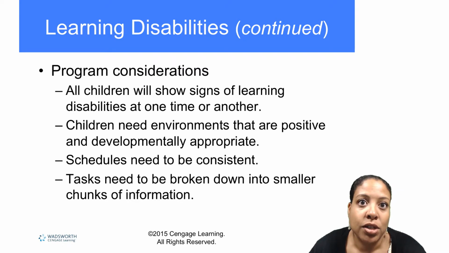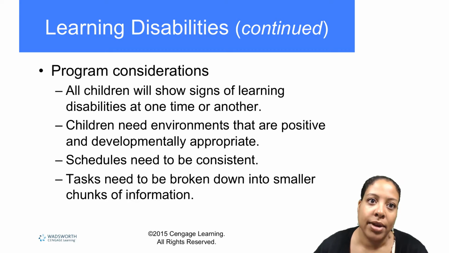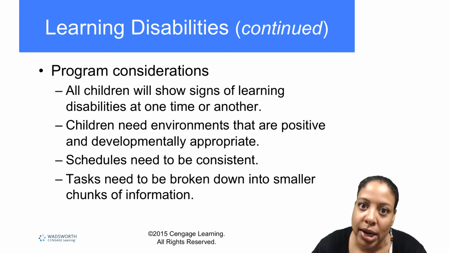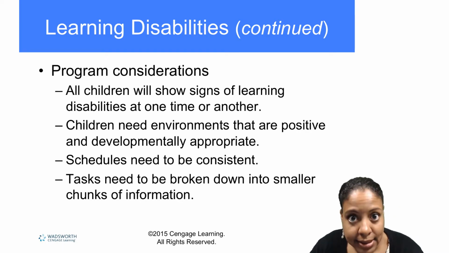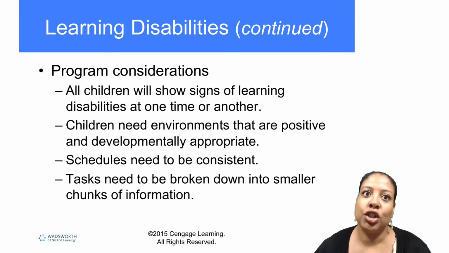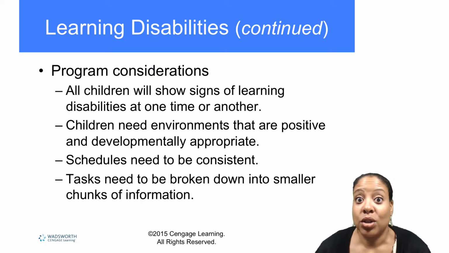Program considerations. All children at some time or another will show some signs of a learning disability. So it doesn't mean that they are necessarily diagnosed with a learning disability, but the signs might be evident. Children need environments that are positive and developmentally appropriate. Schedules need to be consistent. Think about consistency. Think about in our own lives how consistency really helps us to perform and focus. Tasks need to be broken down into smaller chunks of information. And again, I feel like a lot of these categories we can say would apply to us as adults as well.